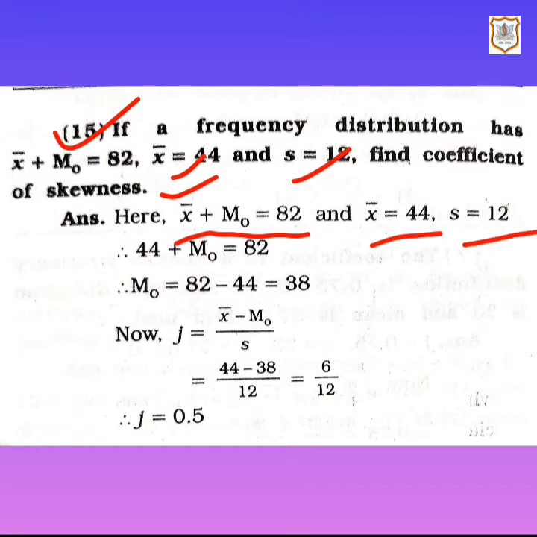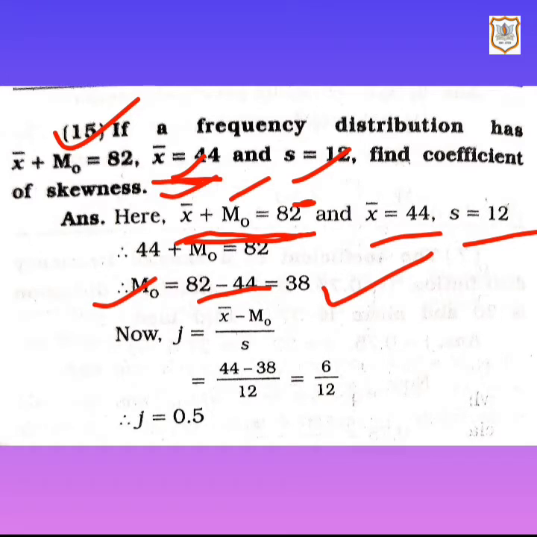So with the help of this equation, mean plus mode is equal to 82, we can find the value of mode. So we can write here, as the mean value is given, mode is equal to 82 minus 44. This 82 we will write the same. Mean will go to this side, it will be in negative sign. So 82 minus 44 gives you 38. So the value of mode is 38.